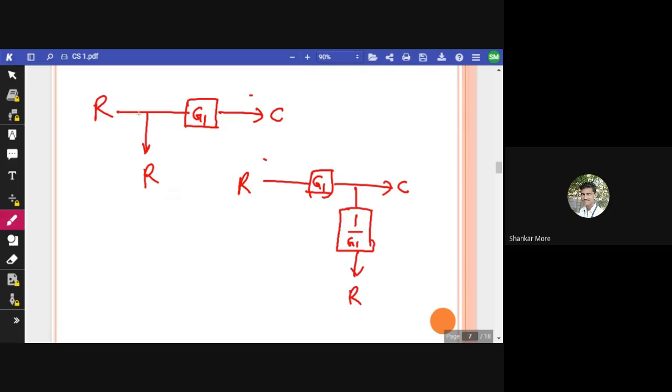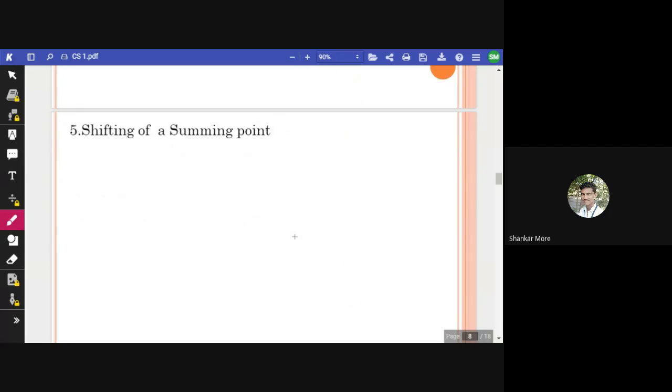See, here it was directly R, but after coming here, the signal is R into G1, which is not the desired signal. We need only R, so we have to cancel out G1. So we are multiplying with 1 by G1. 1 by G1 cancels G1 and gives output as R. Okay, this is one thing. Now next thing we have is shifting of a summing point.